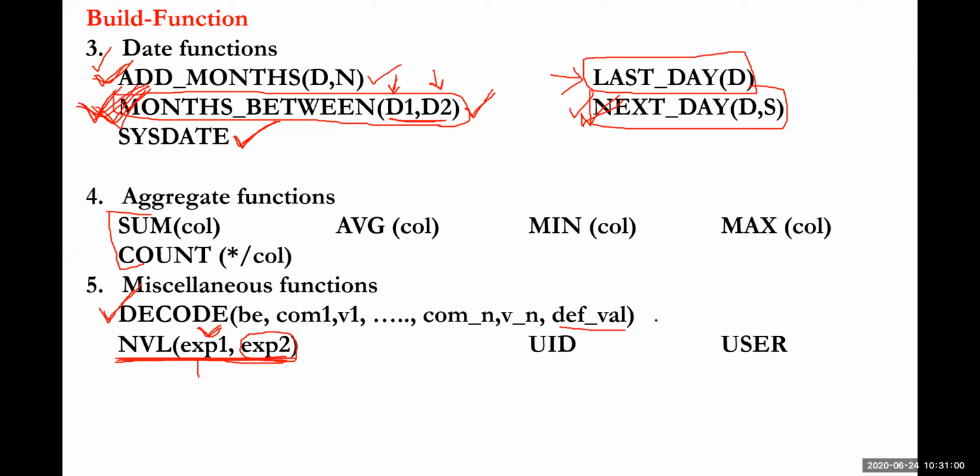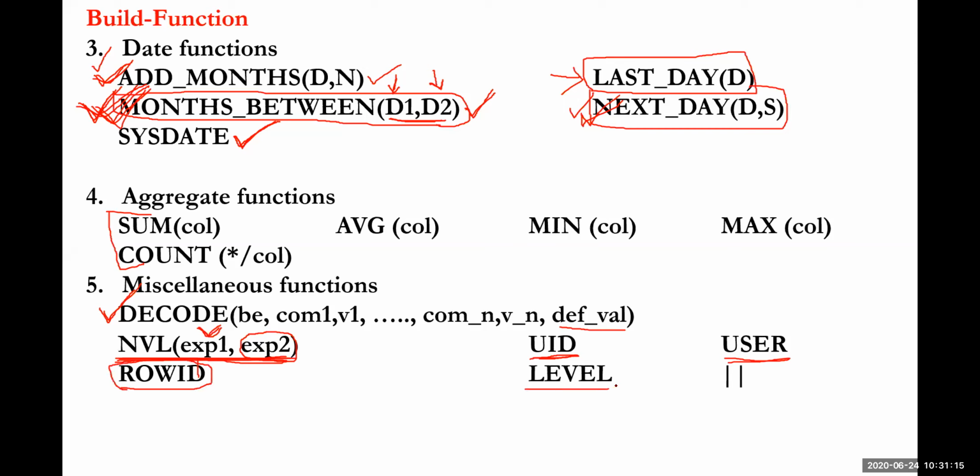And these are UID, what is your user ID, and what is your username. Then what is the row ID? It's very important also. I will explain this one for a while.